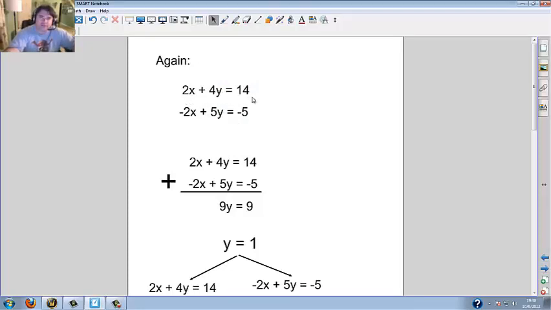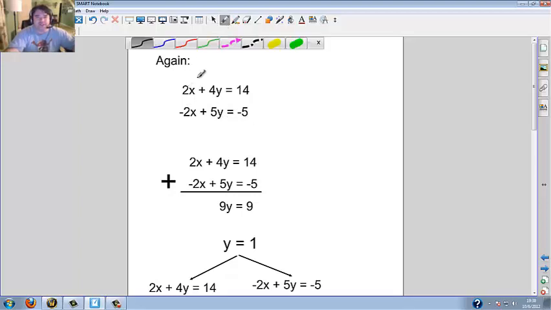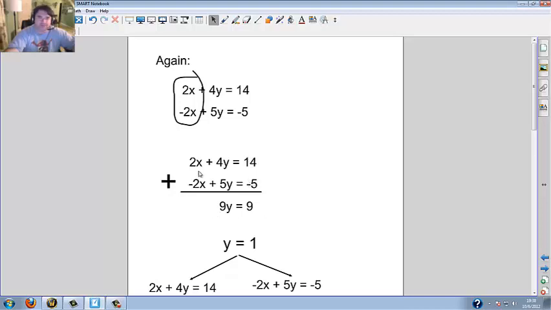2x plus 4y equals 14 and negative 2x plus 5y equals negative 5. See how I have a built-in opposite already. So I can just go ahead and line them up and add them out. So 2x plus negative 2x, gone. 4y plus 5y is 9y. 14 and negative 5 make positive 9.